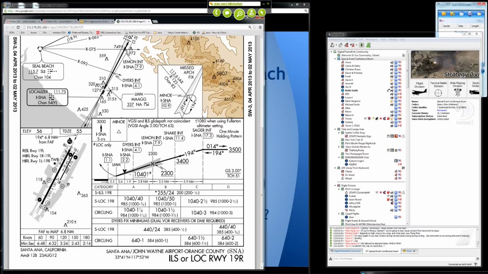Mark said you're not allowed to descend below which MDA? It will be the MDA for the approach. Whichever MDA applies for the approach that you're flying.